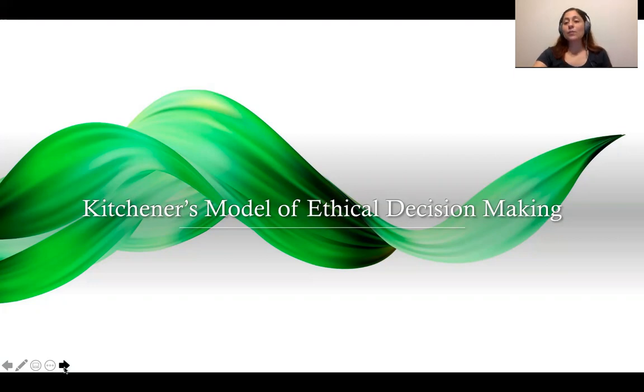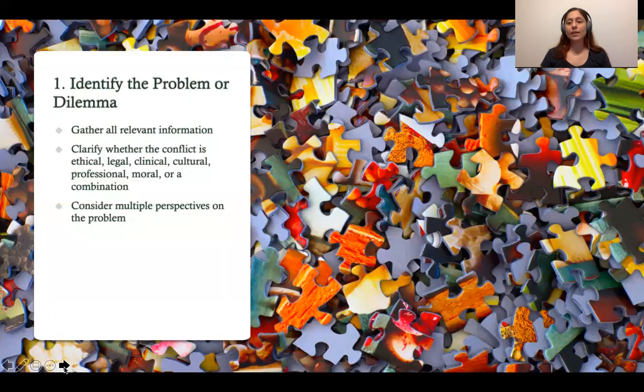Next, I'm going to provide you with a model of ethical decision-making that can help you when you encounter an ethical dilemma and is going to incorporate ethics, laws, standard of the profession, and the moral principles into making these decisions. So step 1, identify the problem or the dilemma. You want to gather all the pieces of the puzzle here, all the relevant information. You want to determine, is this an ethical issue, a legal issue, a clinical issue, a cultural issue, professional, moral, or a combination of all of them, right?